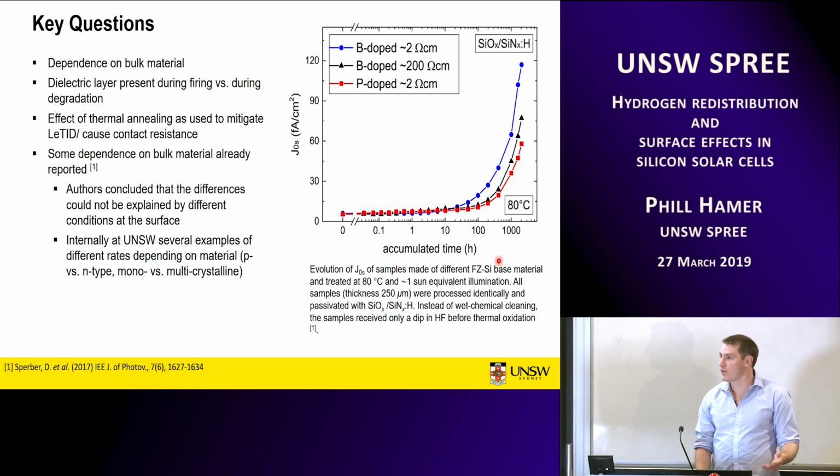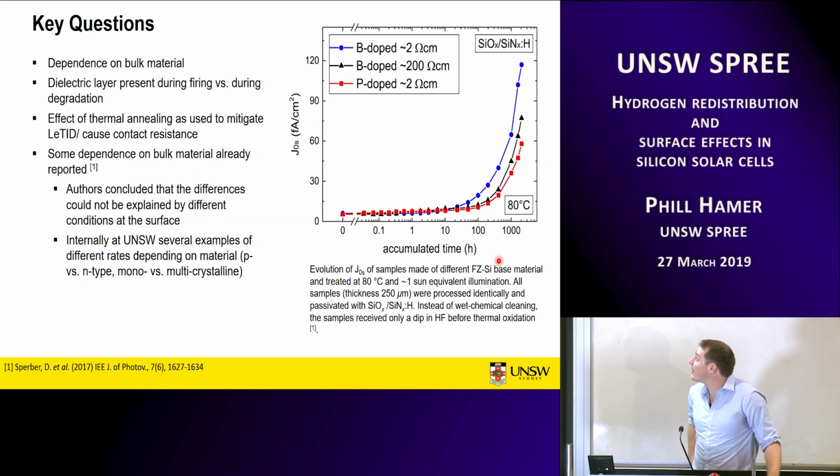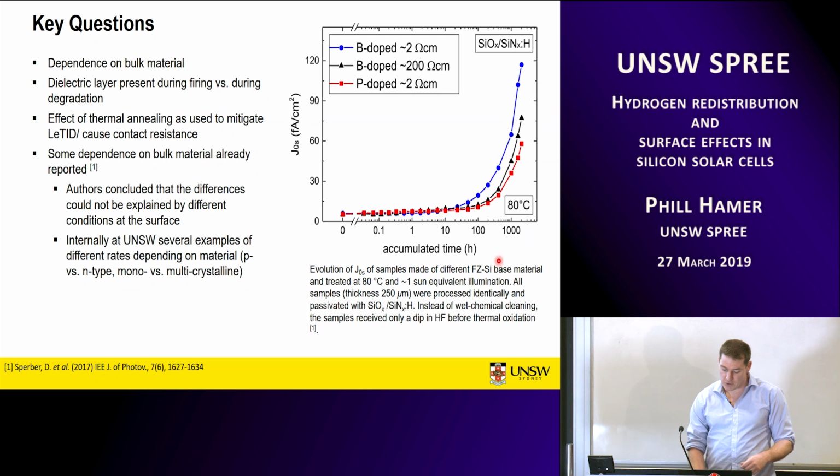Internally, we've got more evidence on this. I think a fair few people will be prepared to say multi seems to degrade a bit faster in many cases at the surface. And certainly P and N-type, which I'll present in a moment, show very different behaviours, even though the surfaces are largely the same.